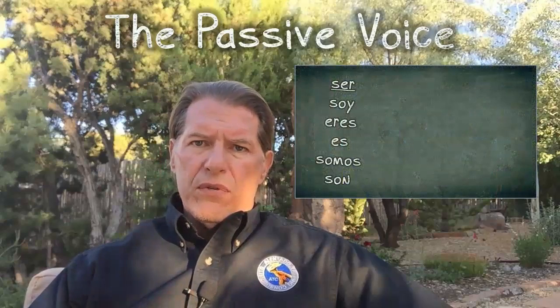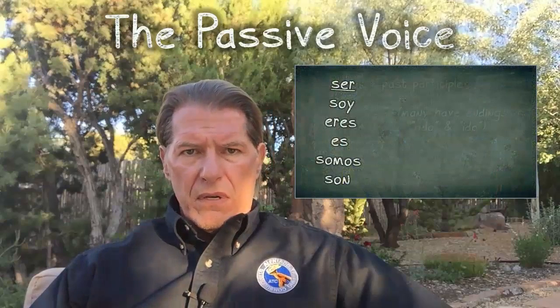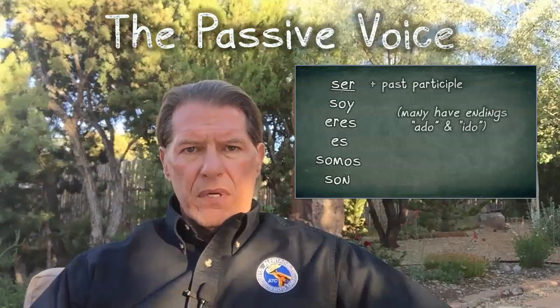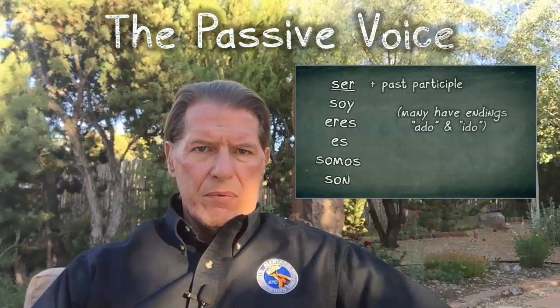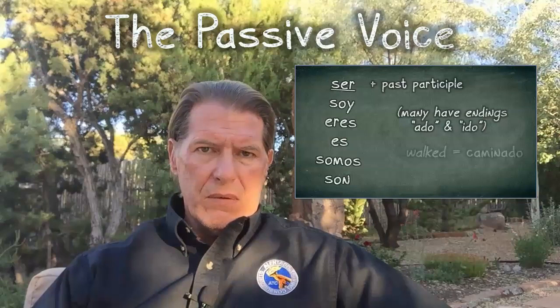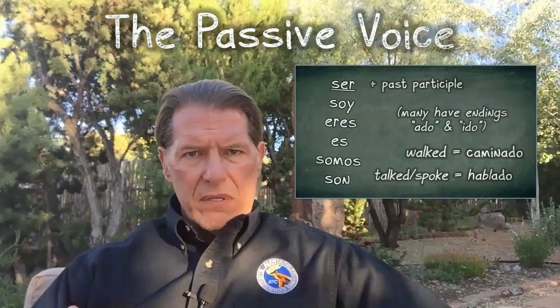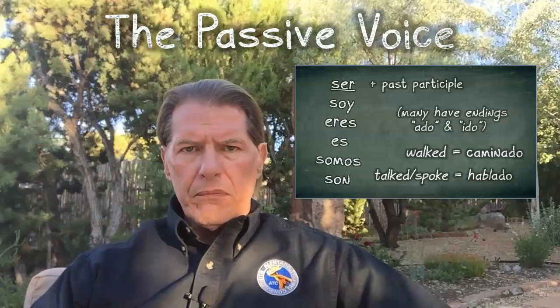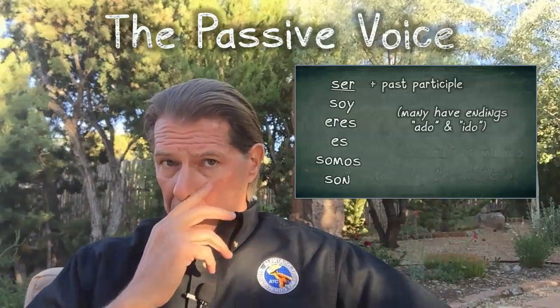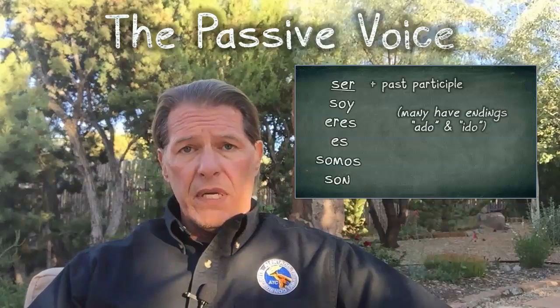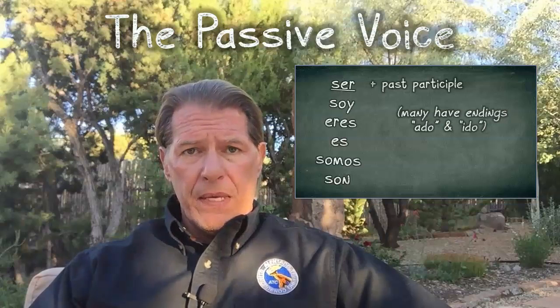The passive voice is formed using the verb ser along with the past participle. And past participle is words like walked and talked and spoke. You all know what they are, and it's just a grammatical term. So those are the two things we're going to use, some form of ser and then a past participle.